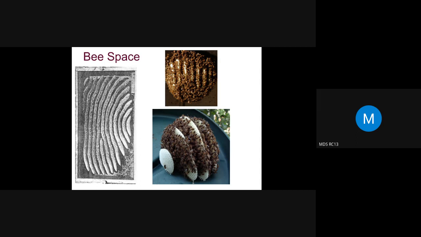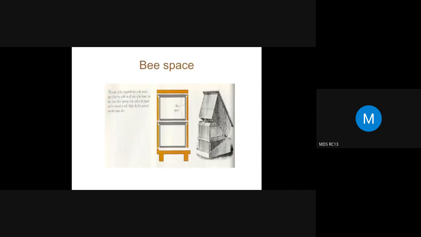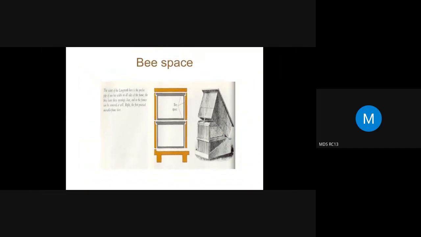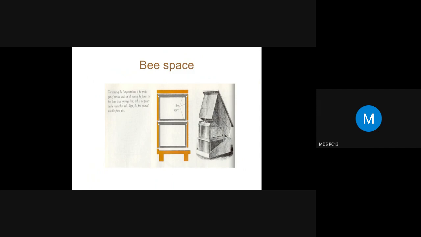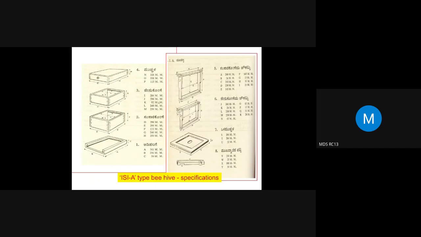After construction of comb, the 7 mm with respect to Apis cerana indica, the Indian bee, and 9 mm with respect to Apis mellifera, the European bee, that is maintained. Yeah, that same thing is given here. The space between two frames after construction of comb, that is called bee space.